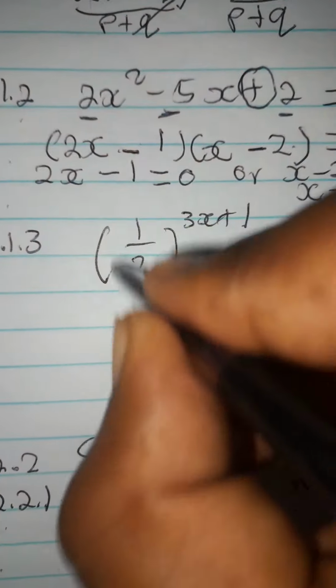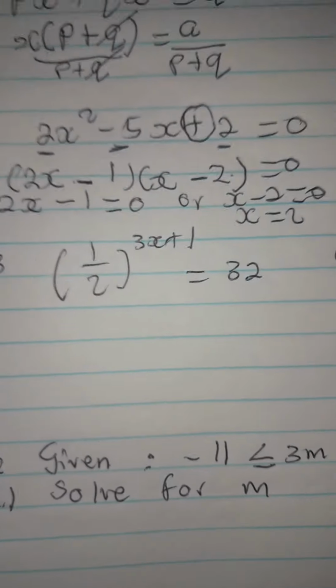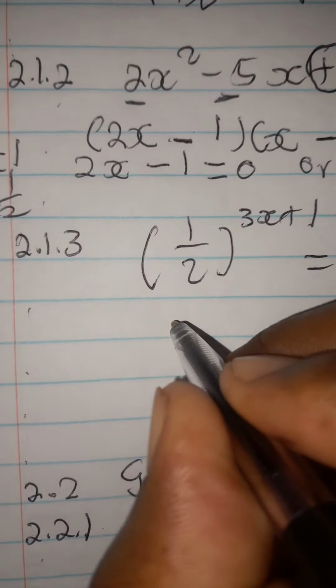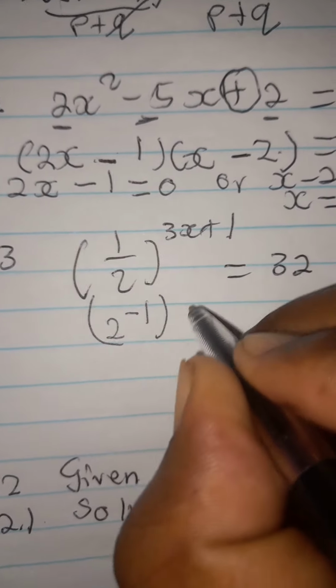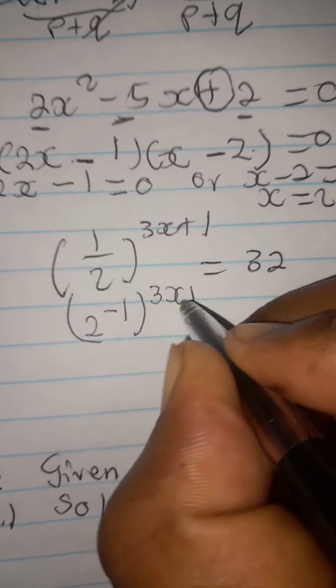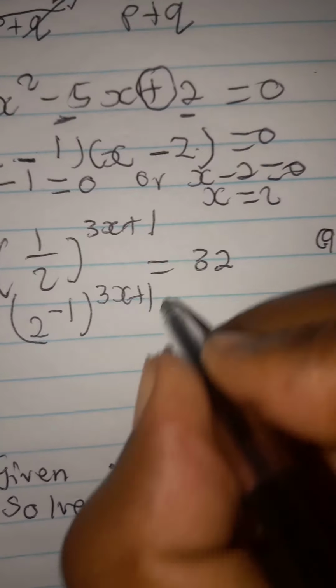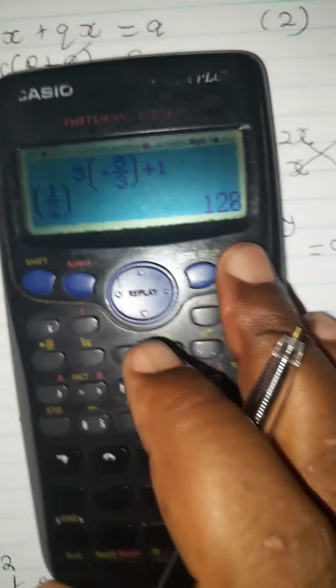So we are going to change a fraction into a negative exponent. Whenever given a fraction, try to change it into a negative exponent. So 1 over 2 will be 2 to the power of -1, then to the power of 3x plus 1, which will be... now we are going to change 32. Take your KGFX in this case.